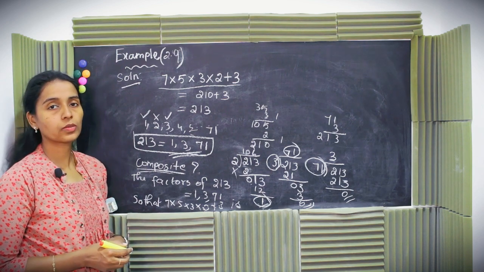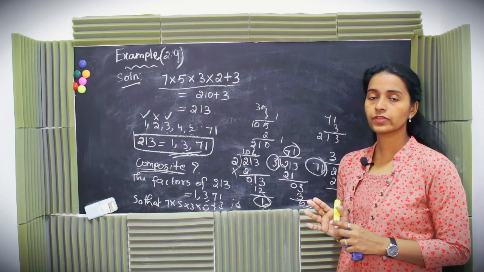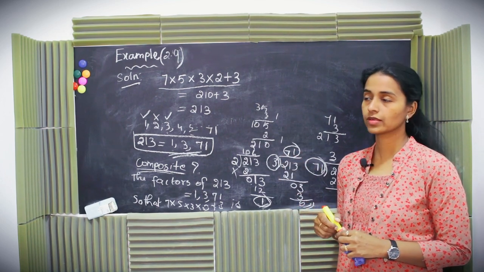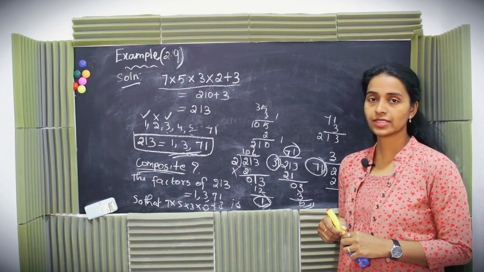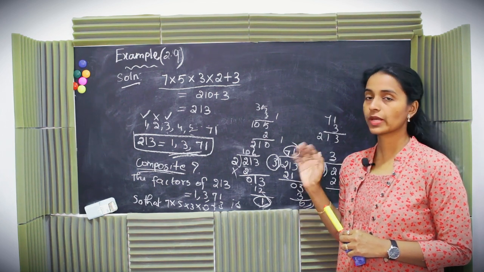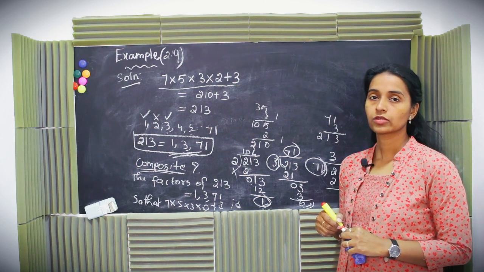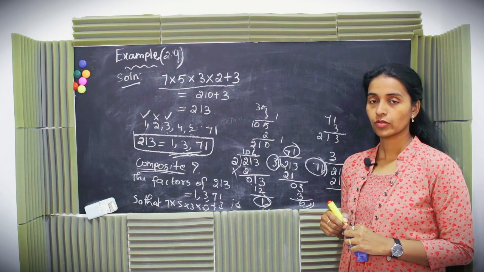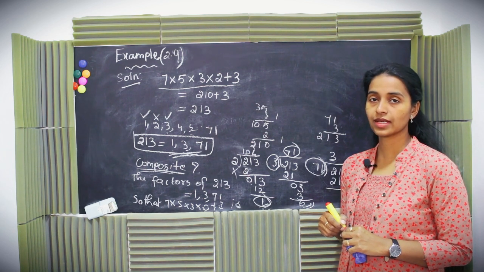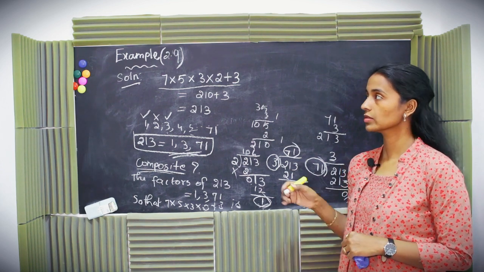Okay. This is all about the problem in example 2.9. For solving this problem, we need to know the concept of a composite number. A composite number is a number which has more than 2 factors. And what is a prime number? A prime number is a number which has exactly 2 factors. If it has more than 2 factors, then that number is called a composite number. If it has exactly 2 factors, we can say that number is a prime number.